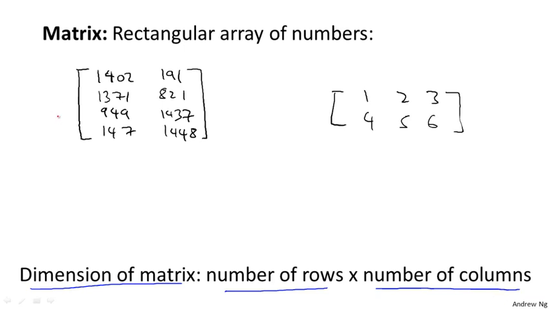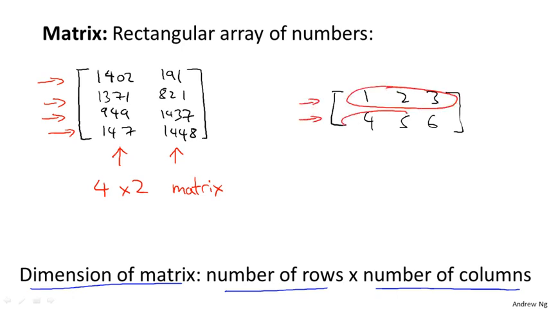So concretely, this example on the left has 1, 2, 3, 4 rows, and it has 2 columns. And so this example on the left, I'm going to say this is a 4 by 2 matrix, okay? Because it's number of rows by number of columns, so 4 rows, 2 columns. This one on the right has 2 rows, so that's the first row, that's the second row, and it has 3 columns, right? That's the first column, that's the second column, that's the third column.